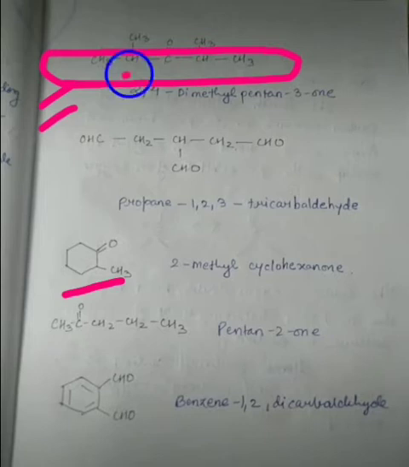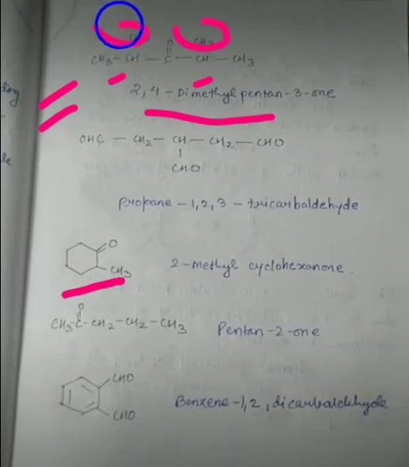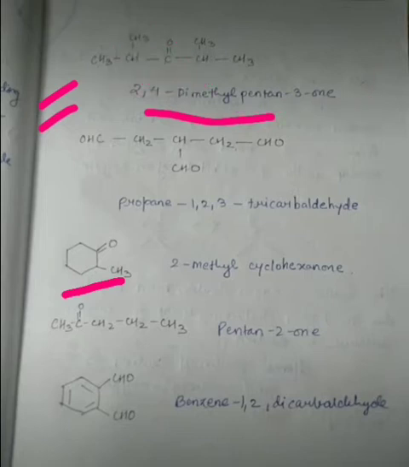So numbering is 1, 2, 3. At the third position there is the functional group. It is named 2,4-dimethyl because at 2 and 4 positions there is substitution of a methyl group, and as the skeleton is of 5 carbon atoms, it will be pentane, and the functional group is at third position, so it will be 3-one. Overall its name becomes 2,4-dimethylpentan-3-one.